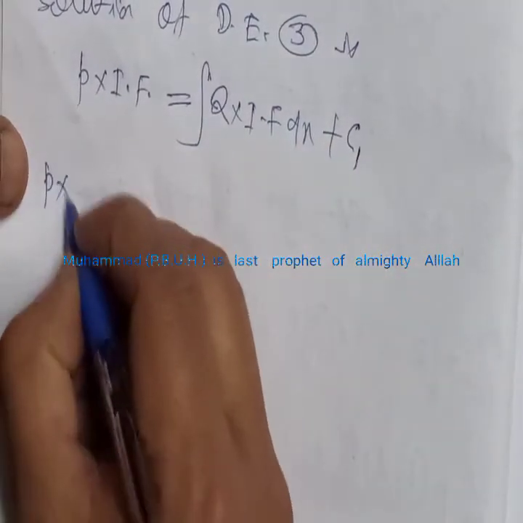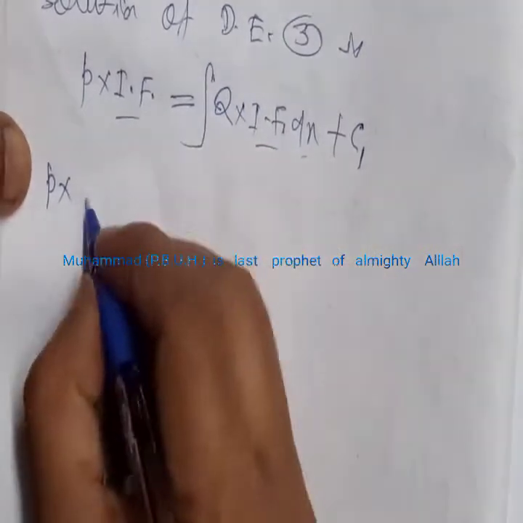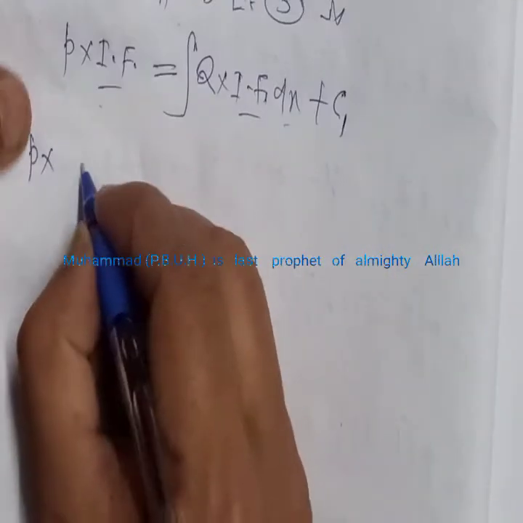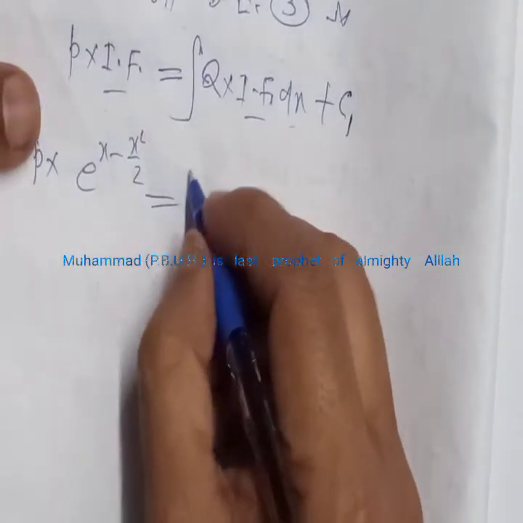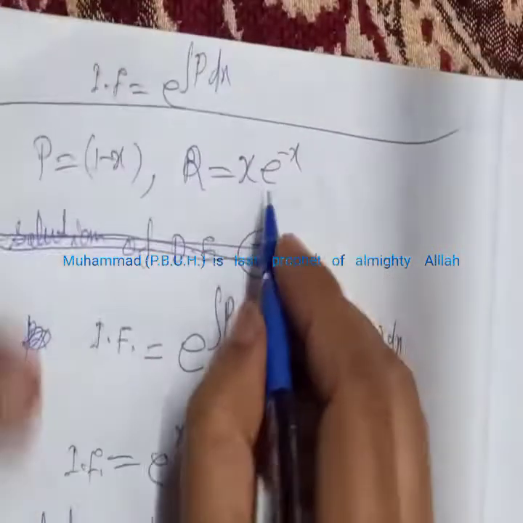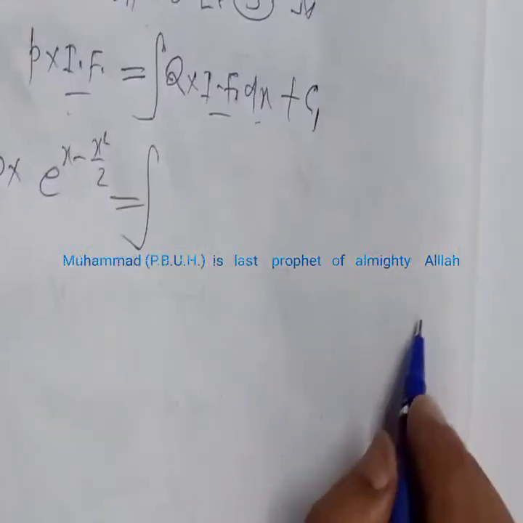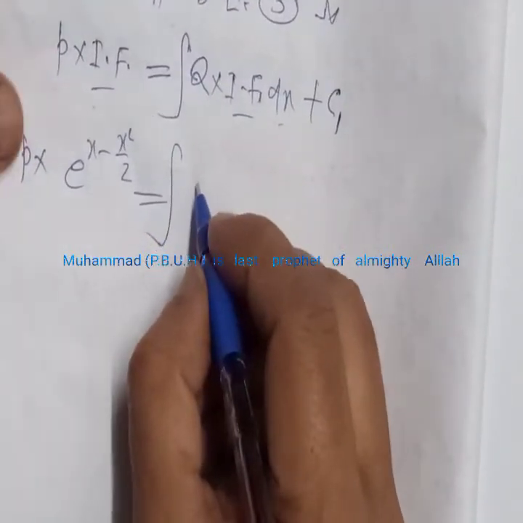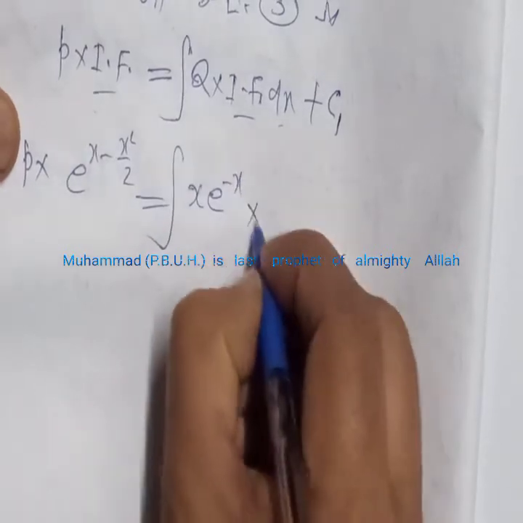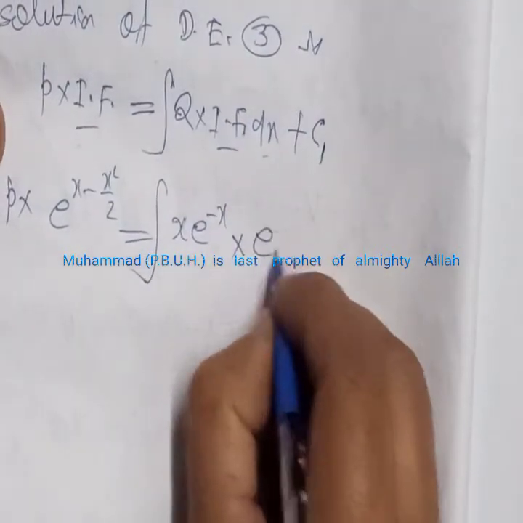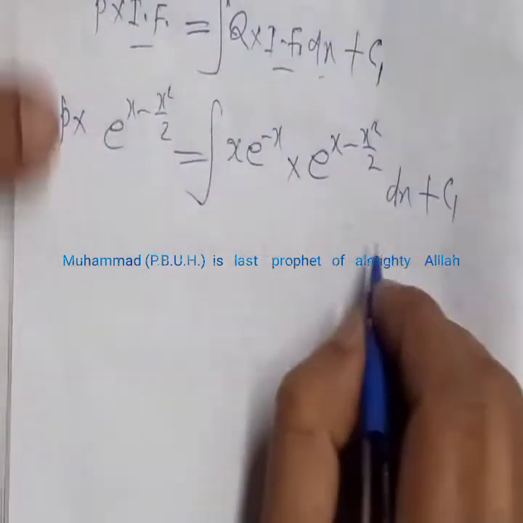and first of all we should write the value of the integrating factor and q. The integrating factor we have found here is e to the power x minus x square by 2, and the value of q, from equation number 1, which is the right hand side of equation number 1, is x e to the power minus x. Also the integrating factor we have found, x minus x square by 2, dx plus c1.